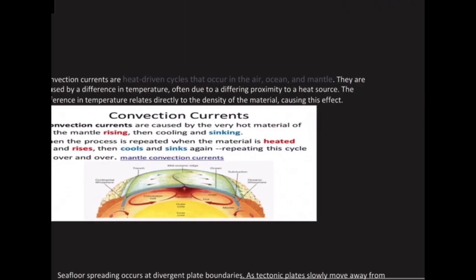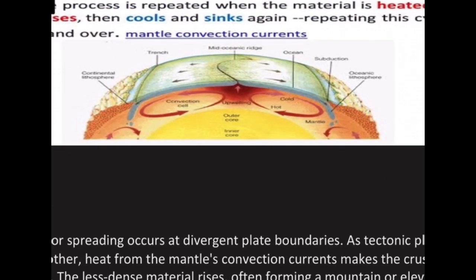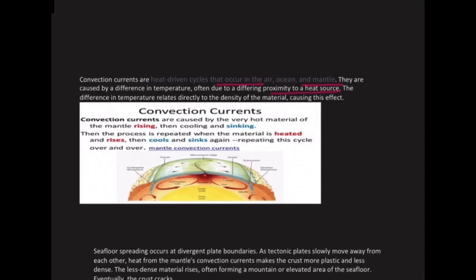mean. See, convectional currents are heat-driven cycles that occur in air, ocean and mantle. They are caused by differences in temperature, often due to differing proximity to a heat source. See, suppose in this diagram, this one is the very hot material which is moving upwards, and as it moves upward, it further cools down, and as it cools down, it moves towards its initial position where it again becomes hot. The difference in temperature relates directly to the density of material causing these effects.